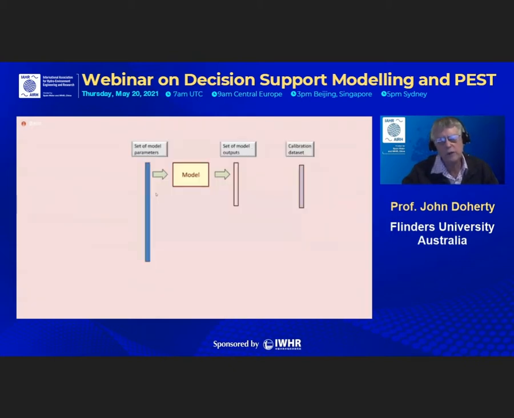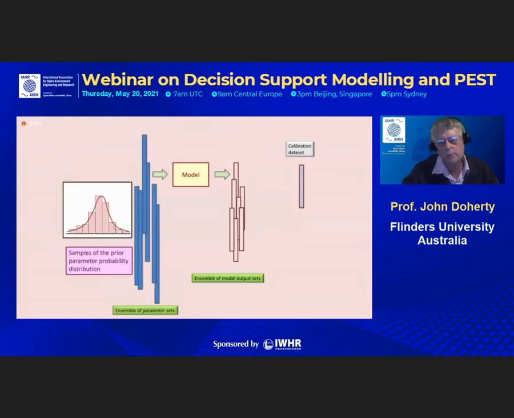Now, the way they work is like this. We've got a model, a set of parameters and a set of outputs, and here's our field data. We've got a prior probability distribution born of expert knowledge and site characterization. We sample that, generating a whole lot of realizations from the prior probability distribution. And yes, there are assumptions here. We assume it's Gaussian, but often that's not too bad an assumption. Not always, but mostly it's all right. We run the model and we get corresponding model outputs.